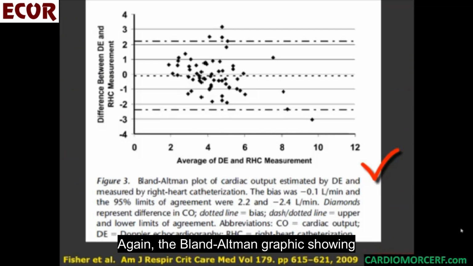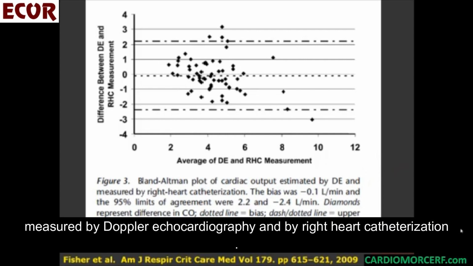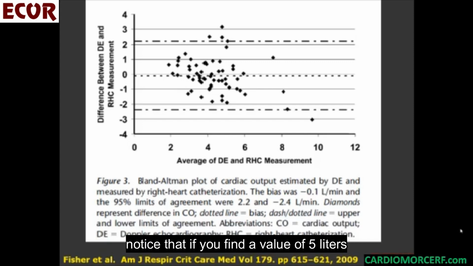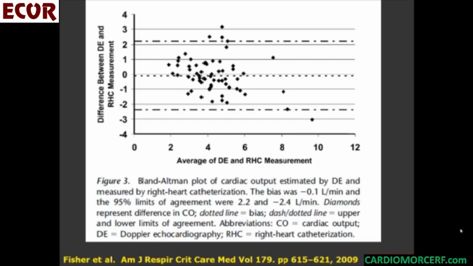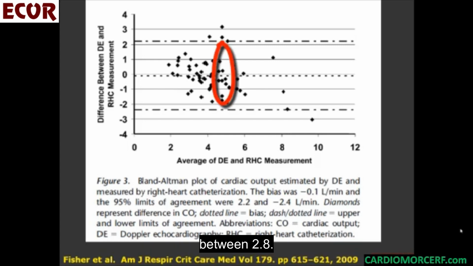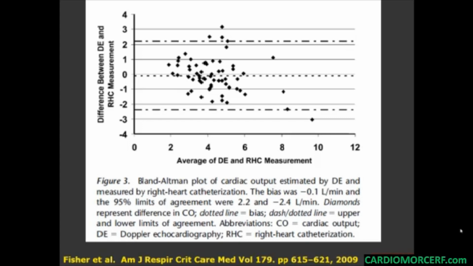Again, the Bland-Altman graphic showing the concordance of the cardiac output measured by Doppler echocardiography and by right heart catheterization. Notice that if you find a value of 5 liters per minute by this method, it may indeed be anywhere between 2.8 to 7.2 liters per minute. Is it possible to use it clinically? That's my question.